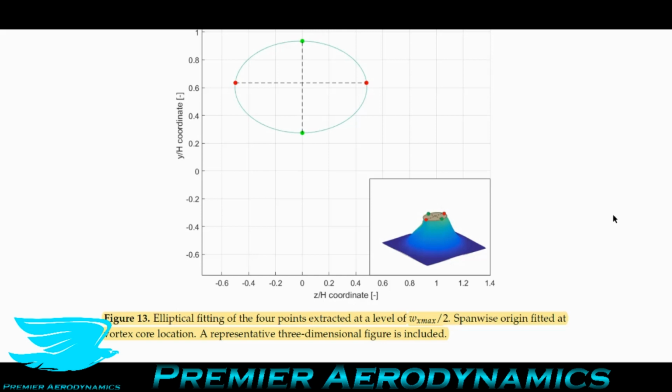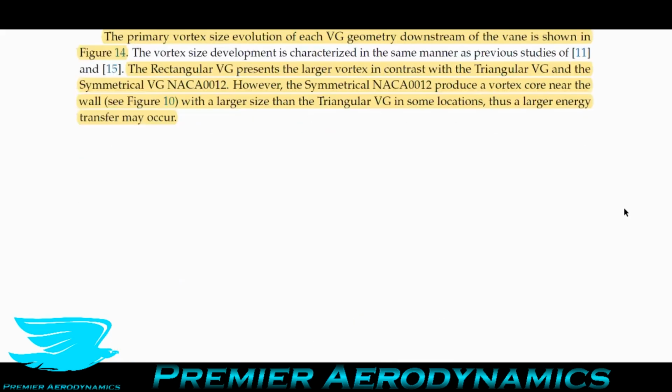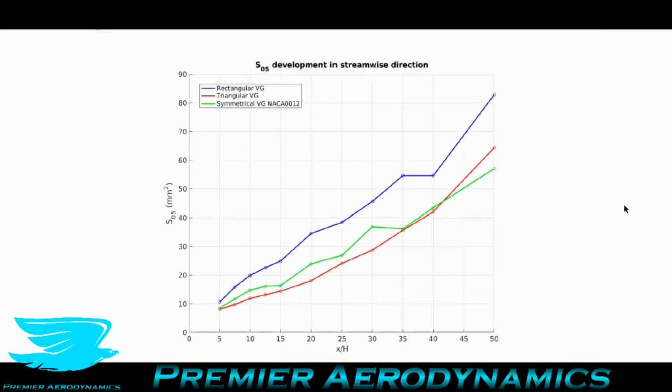Those are two other ways. This method that they use here, where they use the maximum vorticity divided by 2 as the boundary, I'm not that fond of. I think it's inaccurate, but they went ahead with this. So from here, they then plotted the size of these vortices for these different vortex generators with distance downstream.